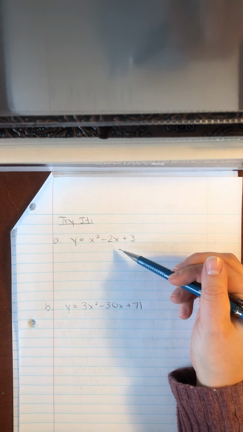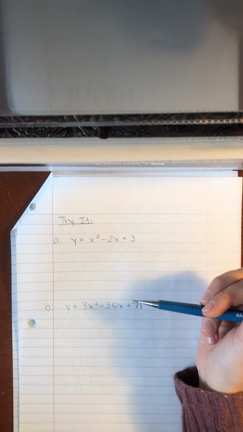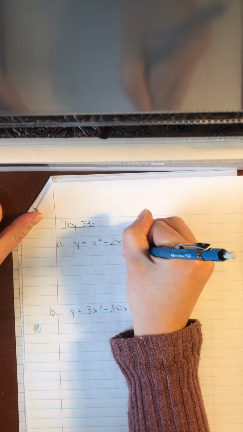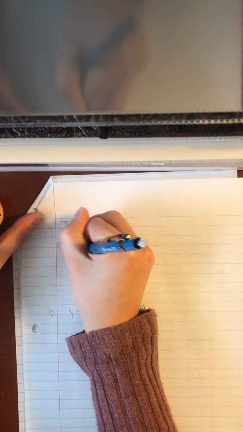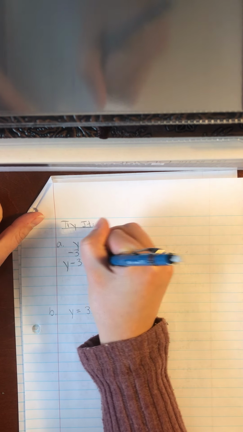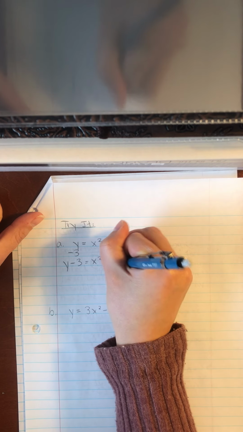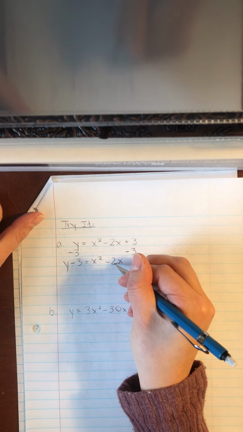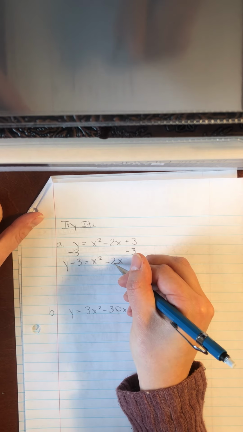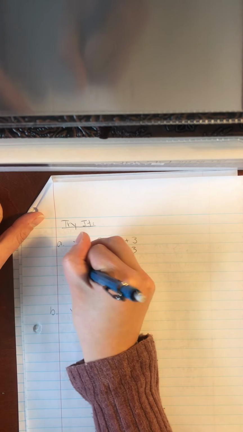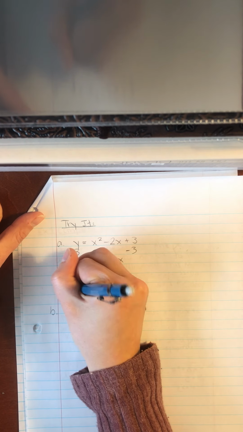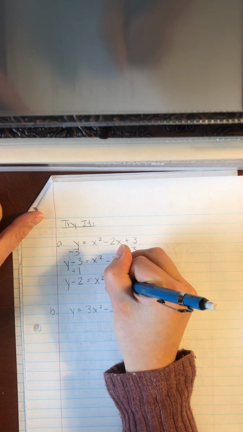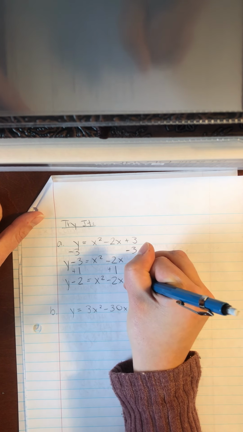Try this one on your own, see how it goes. I would complete the square for this one, use that first method. So we're going to move over our constant term, subtract 3, y minus 3 equals x squared minus 2x. Half of negative 2 is negative 1. Negative 1 squared is positive 1. Adding positive 1 to both sides, y minus 2 equals x squared minus 2x plus 1.